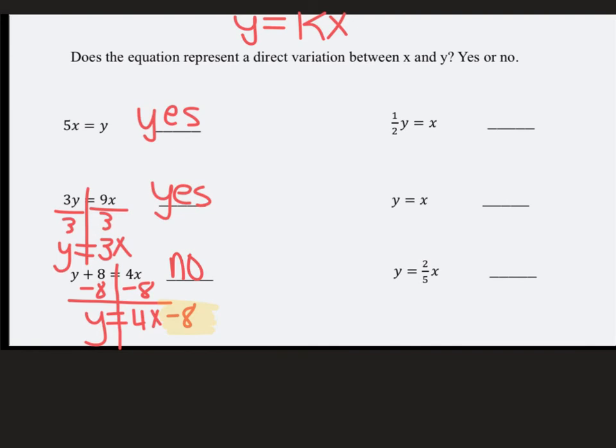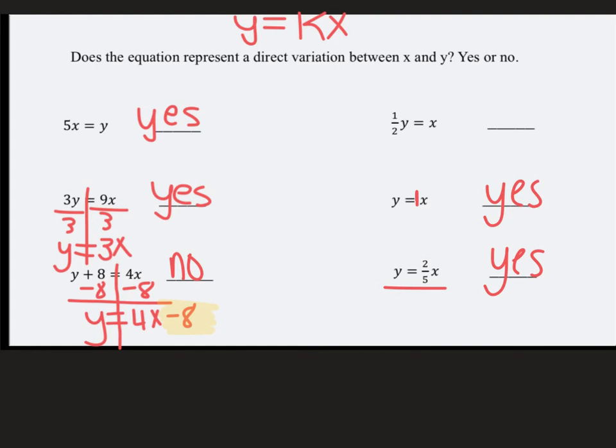Next one, we have y equals 2/5 x. Absolutely, your k value is 2/5, which is fine. That's in perfect order. And then the next one, we have y equals x. So remember that x, even though it's by itself, has an invisible 1 in front of it, so my k value would just be 1. So this is absolutely yes, direct variation.